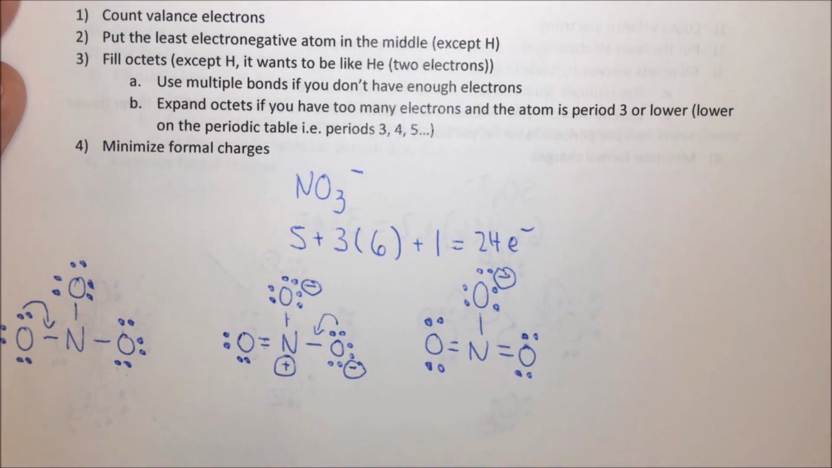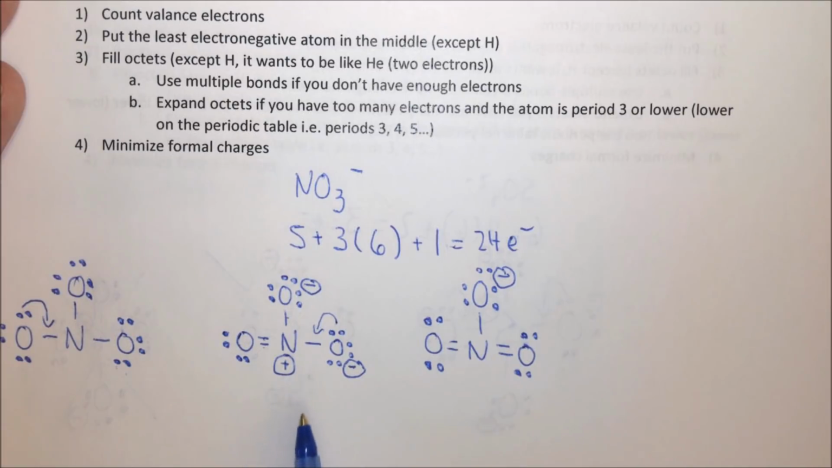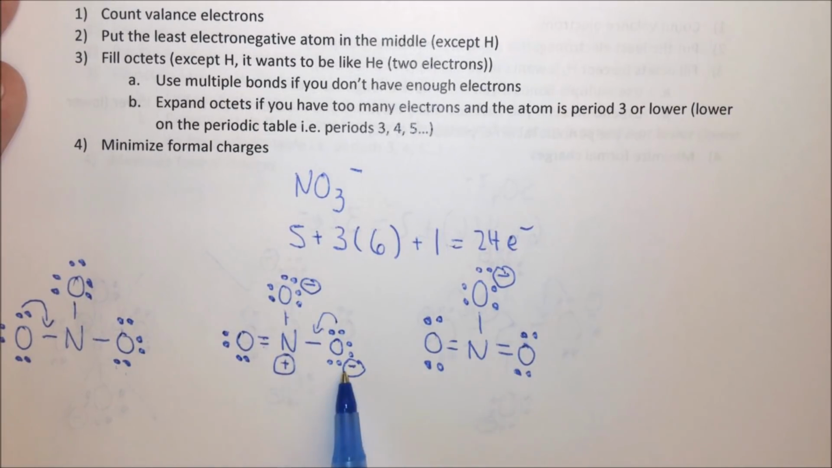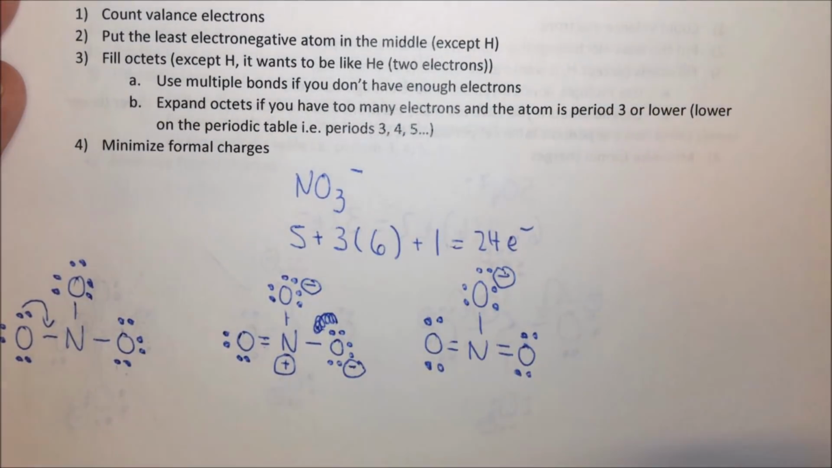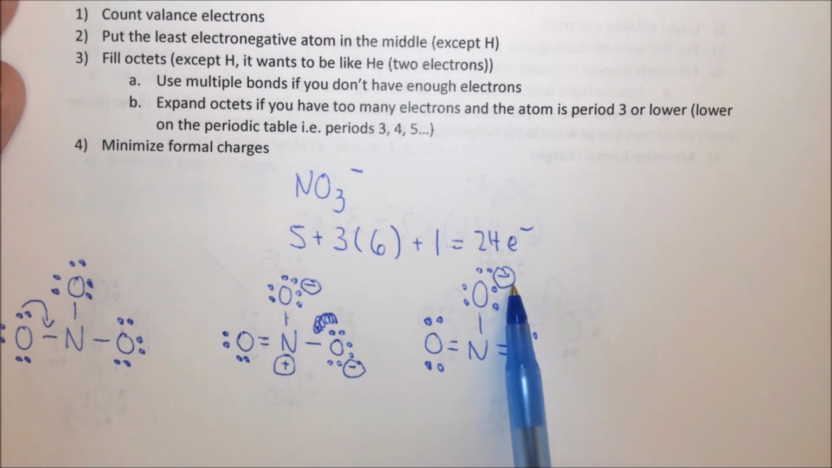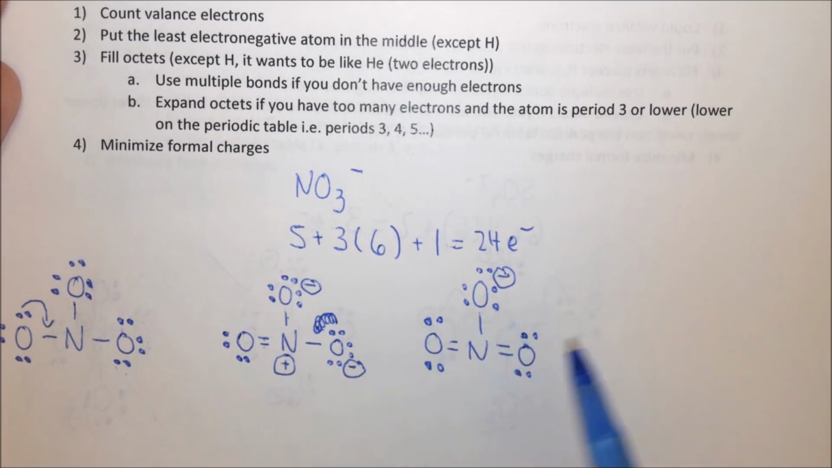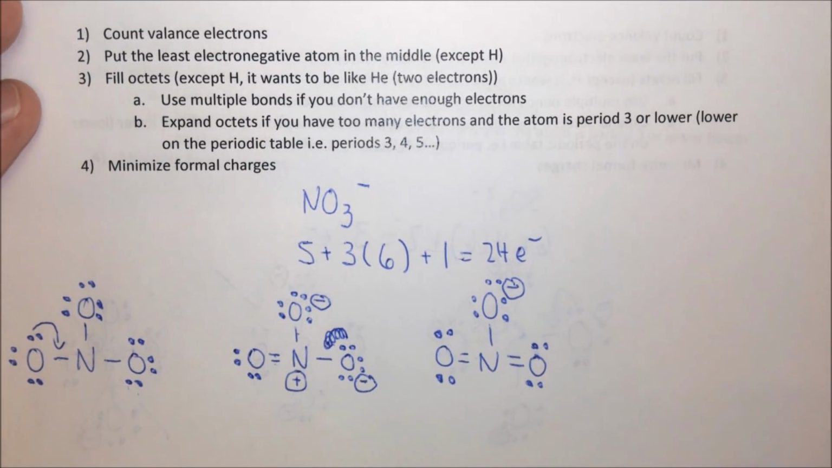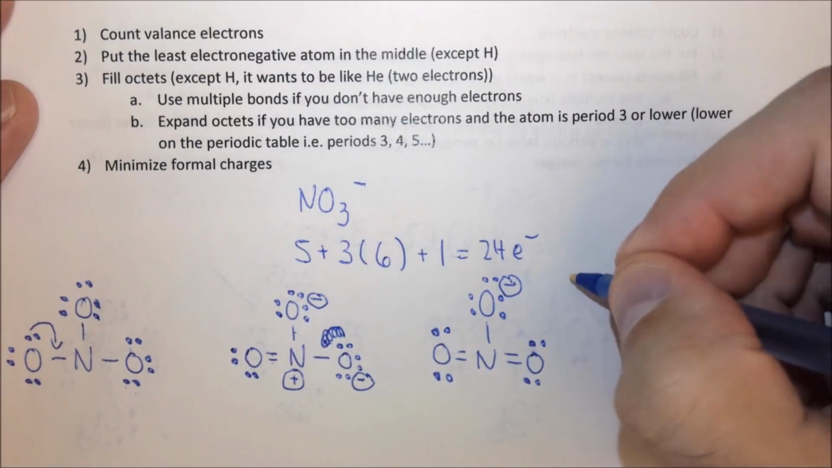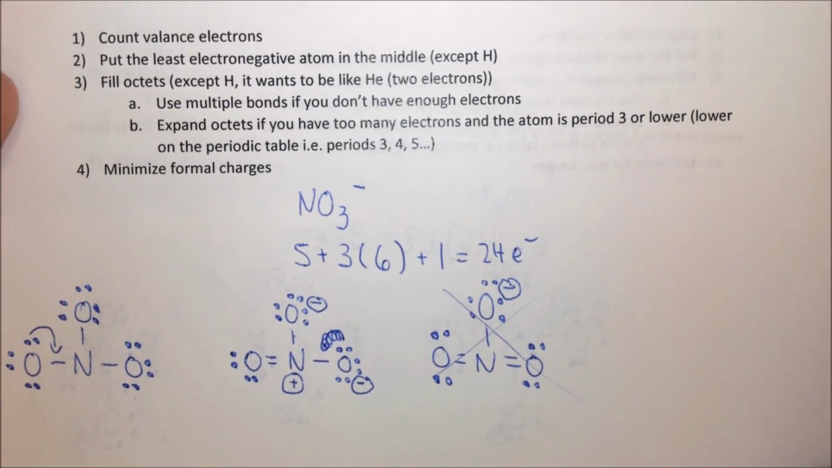The question becomes, which of these 2 is better? This one has 2 negative formal charges and a positive formal charge. I'm just going to take this arrow out of here so it's not part of the discussion. In this case, we have just 1 minus formal charge. Which is better and why? Well, we actually violated a rule of chemistry. This violates a fundamental rule of chemistry and is not the correct answer.